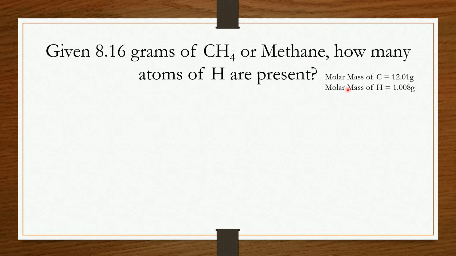So I've given the molar masses of carbon and hydrogen here. The molar mass of carbon is 12.01 grams, and the molar mass of hydrogen, as we discussed in the last slide, is 1.008 grams. We just add this all together and multiply the molar mass of hydrogen by 4, because there are 4 atoms of hydrogen in the methane molecule, as you can see through the molecular formula. So we end up getting 16.04 grams of methane.